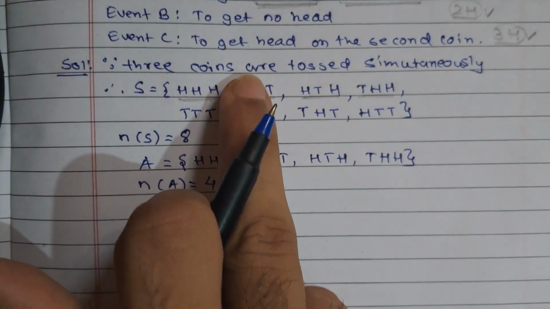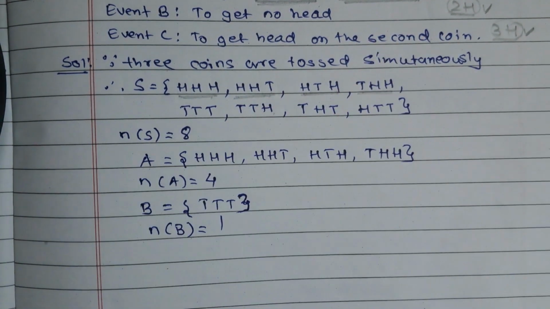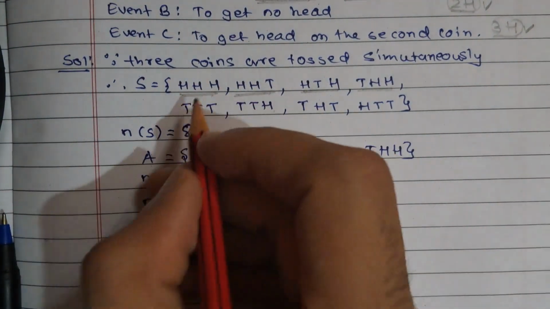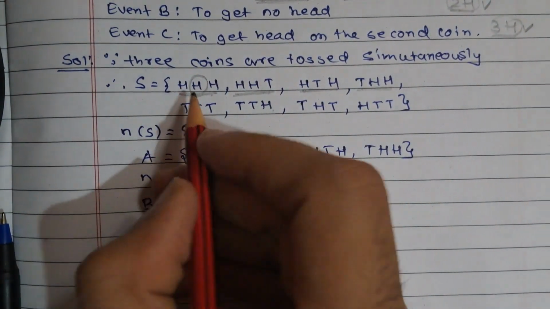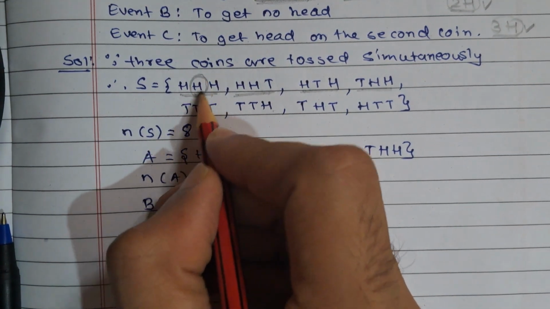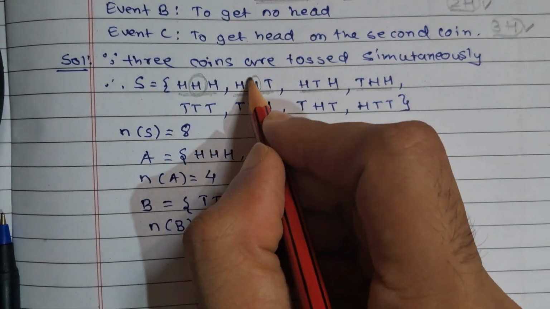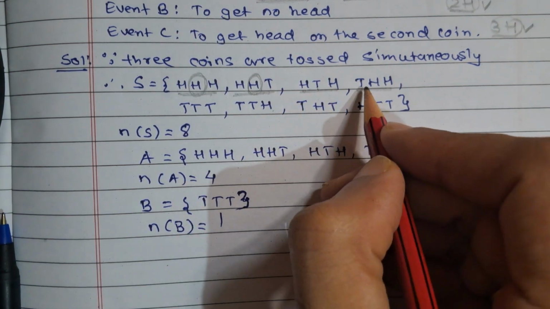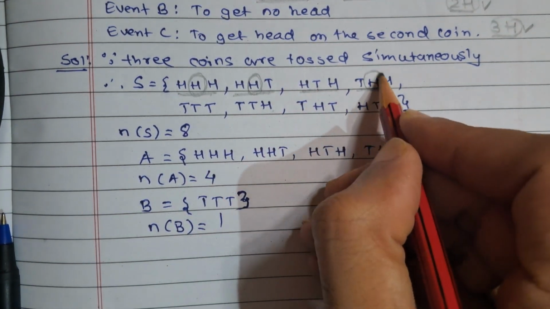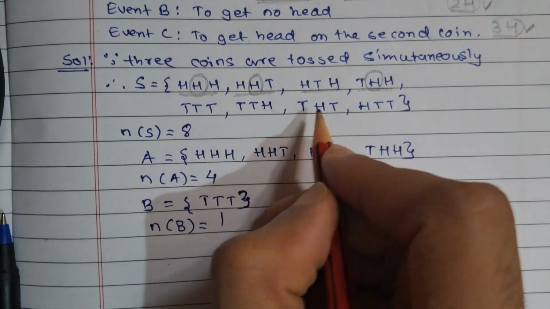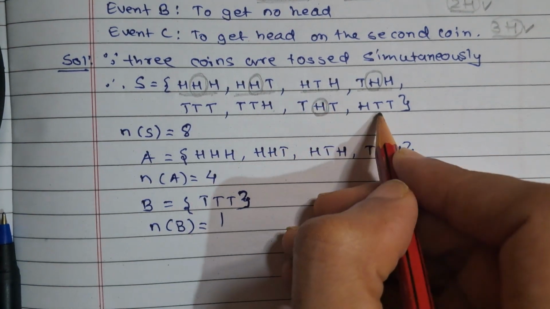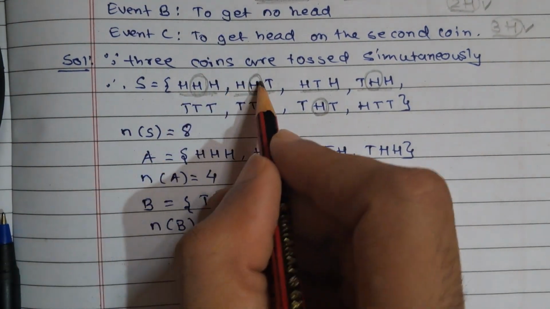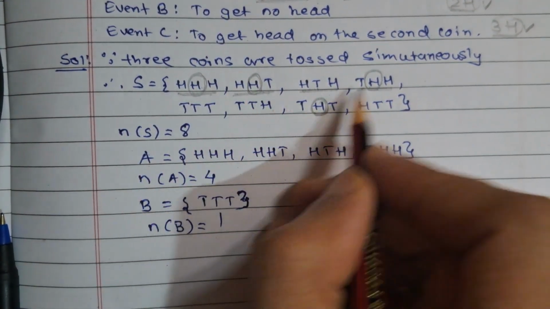And finally the last one, what does it say? To get head on the second coin. Second coin means the middle one. This is one of the possibilities where in the second coin we have head. Here also in the second coin we have head. Here we don't have head in the second coin, right? Here we have head in the second coin. Here we have head in the second coin. That is it. So these are the only possibilities where head is coming up in the second coin.